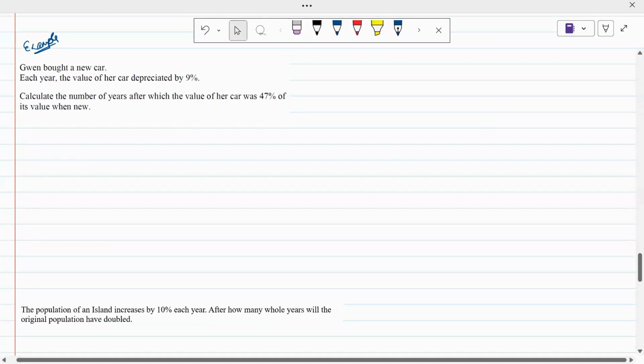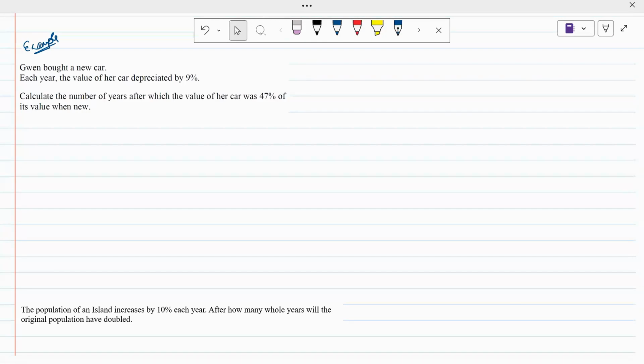Now this again, it's a slightly different question. Here the question says, Gwen bought a new car. Each year, the value of a car depreciates. Depreciates, that means it's the case of decay. Calculate the number of years after which the value of the car was 47% of its value when new. We don't know what the value was at new. That means here neither do we know the initial value nor the change value.